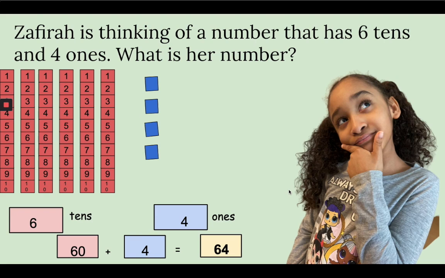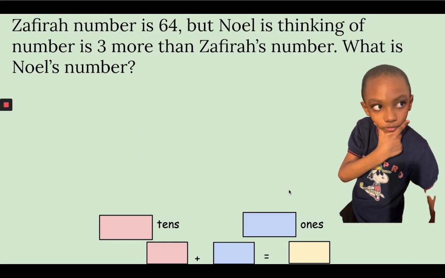But Noelle is thinking of a number that is 3 more than Zafira's number. So if we remember, Zafira's number is 64, but Noelle's number is 3 more than. So let's take a look at those words, more than. Does that mean Noelle's number is going to be bigger or smaller than Zafira's? That's right, it's going to be bigger, so we're going to be adding. So let's take a look.